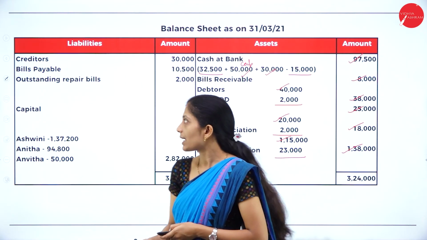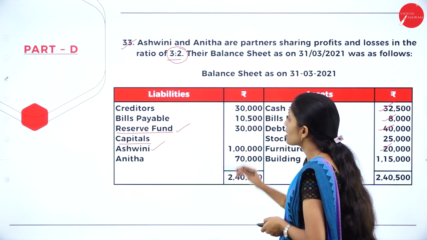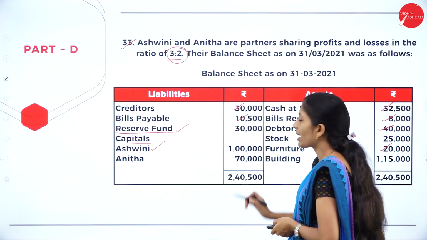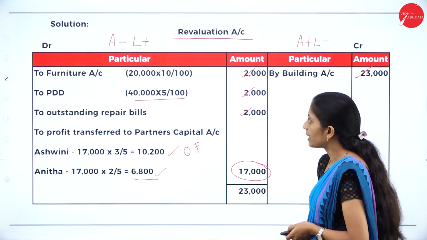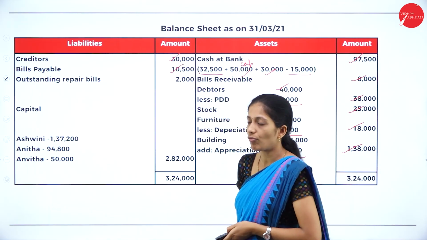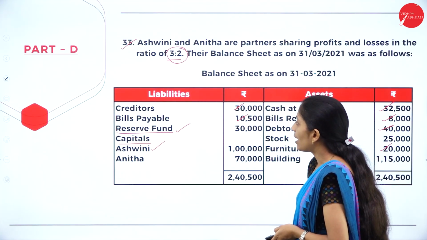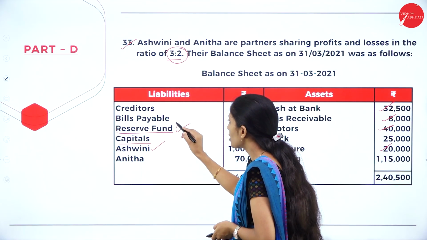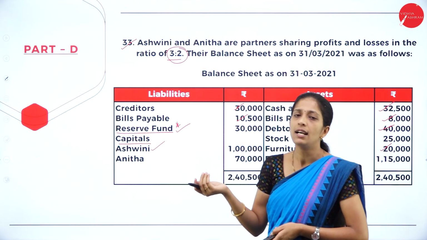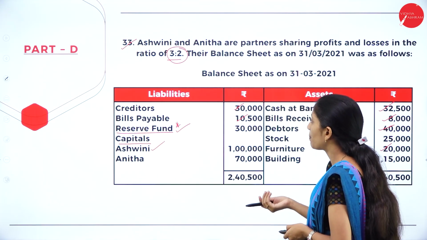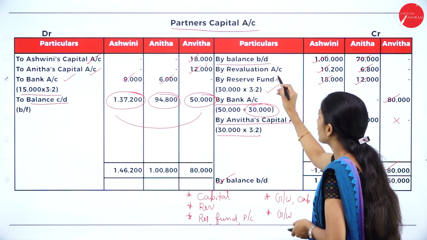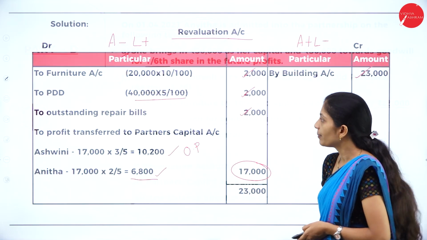Now come to the liabilities. So we have creditors. No adjustment on creditors. Take it directly. Bills payable. We don't have any other adjustment. Take it directly. So creditors and bills payable at the same value. Next we have reserve fund. Reserve fund no need to take in the balance sheet because we already distributed it in the partner's capital account. If you see the partner's capital account, we have distributed reserve fund. Correct? So no need to take that.